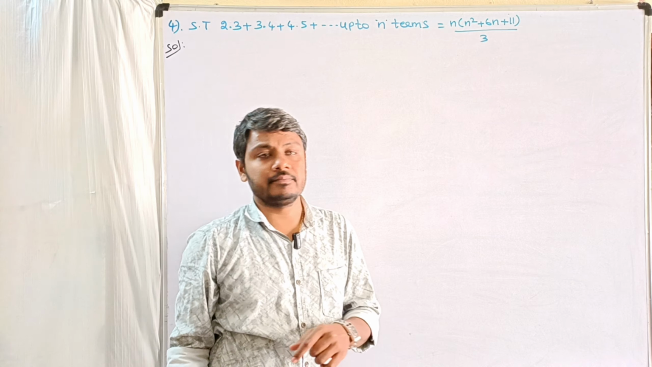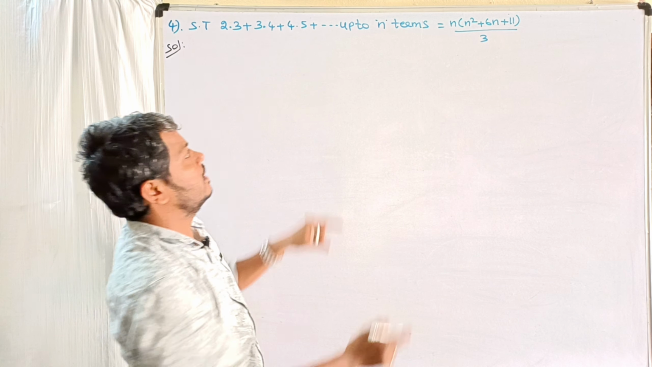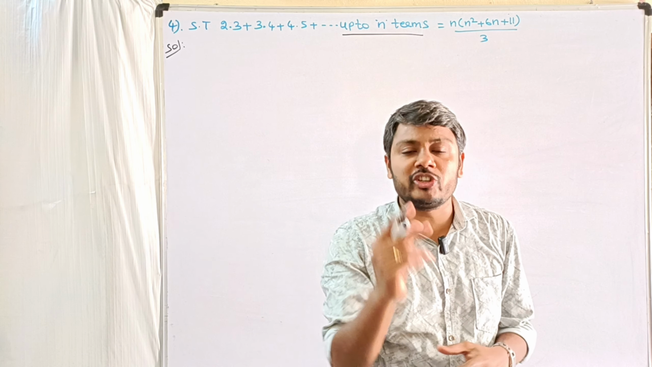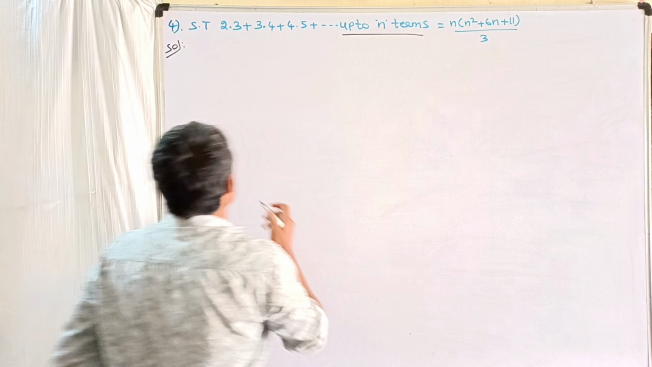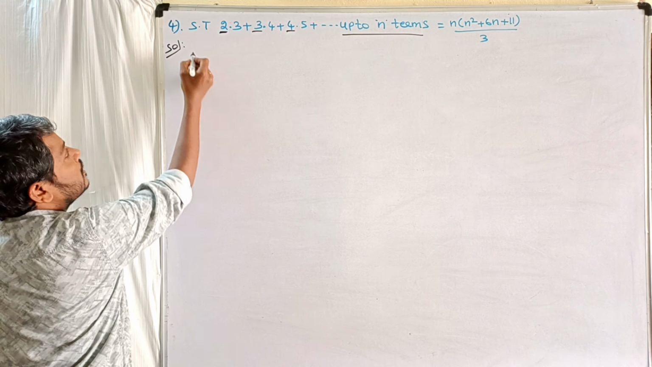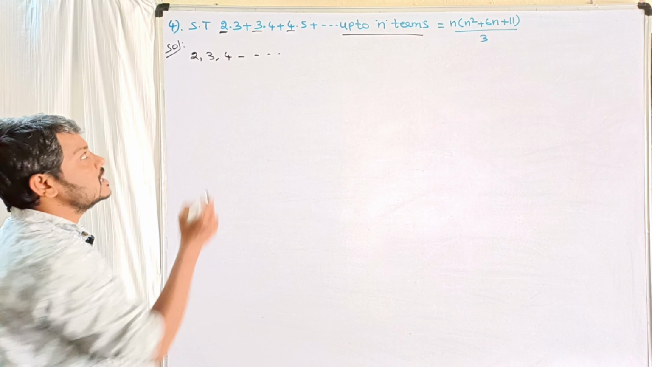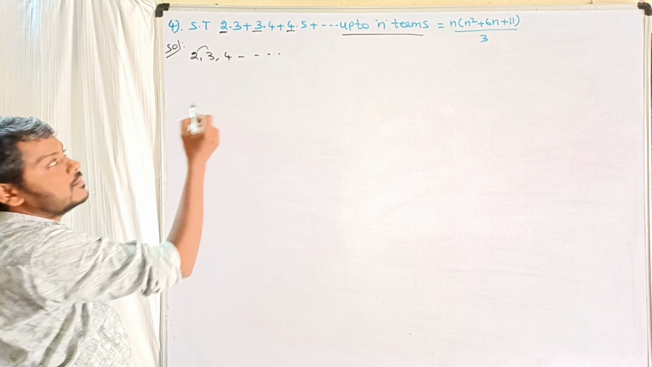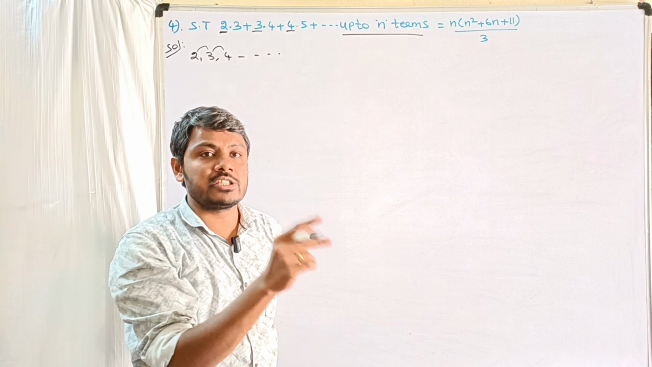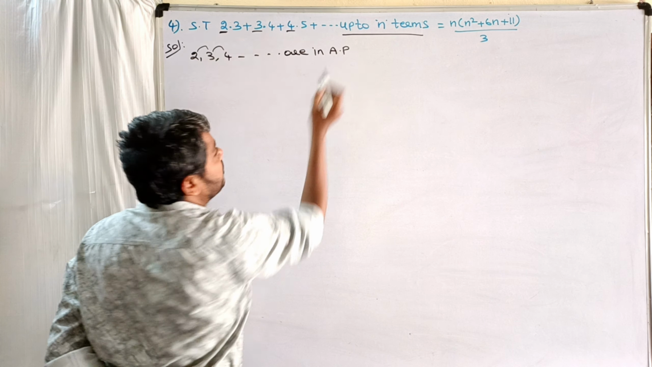So next, the fourth one. Show that 2 into 3 plus 3 into 4 plus 4 into 5 up to n terms. So here also, first we find the nth term of the given series. Clearly, consider the first terms 2, 3, 4 and so on. What is the difference here? Difference between 2 and 3 is 1, difference between 3 and 4 is also 1. So clearly the common difference is the same, which is an AP series.